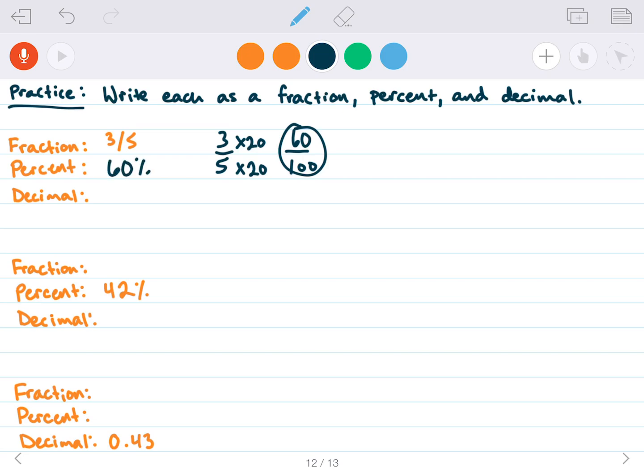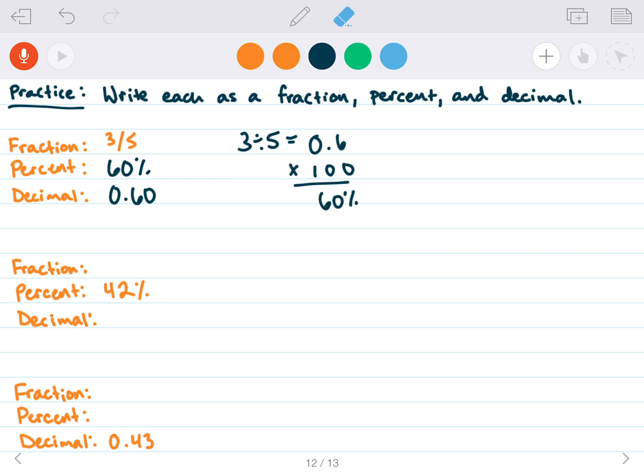As a decimal, I can just do 3 divided by 5 in my calculator, and I get 0.6. Or if you want to write it like this, 0.60, that works too. 60 hundredths. Okay, let's do this the shortcut way. If I'm given 3 out of 5, I do 3 divided by 5 in the calculator. I get 0.6, then I multiply by 100 to get my 60%. That's the shortcut. All right, let's look at the next one. We are given 42%. As a decimal, this is 42 hundredths, 42 per 100.